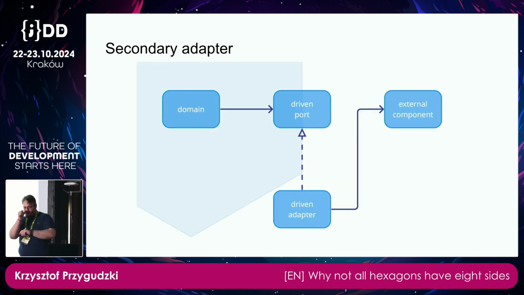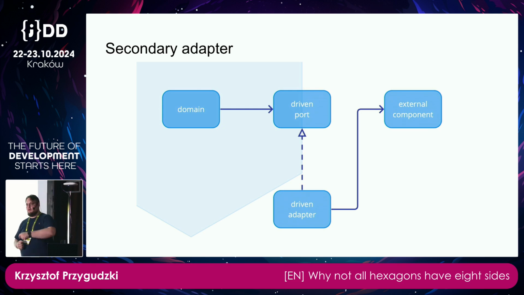And on the other side of our hexagon, we have the secondary adapter. So our domain wants to consume some external component. What it does is expose some interface, like a repository, for example. And then we have a driven adapter, which implements this interface.